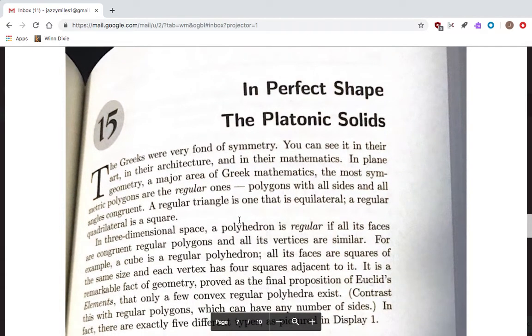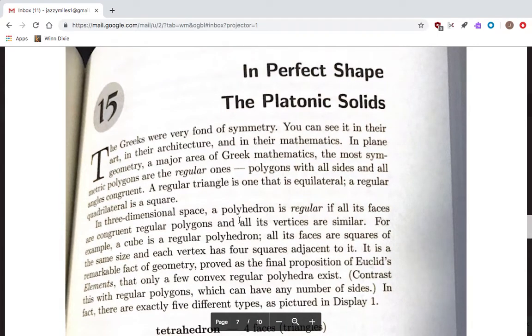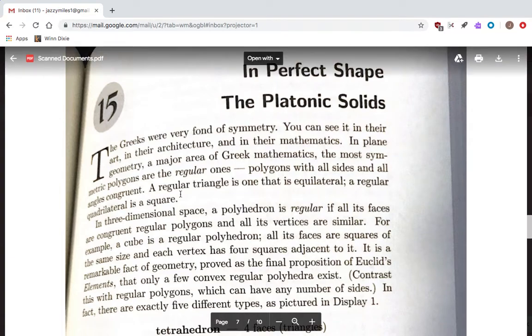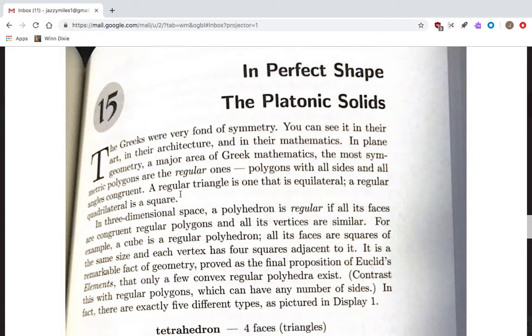Okay, let's begin sketch 15. In Perfect Shape: The Platonic Solids. The Greeks were very fond of symmetry. You can see it in their art, in their architecture, and in their mathematics.